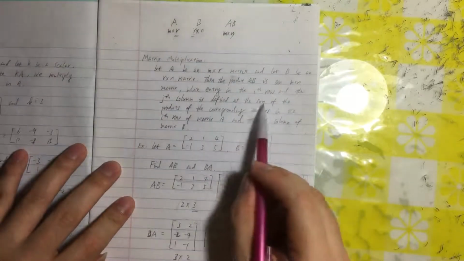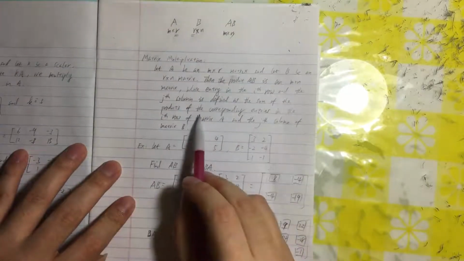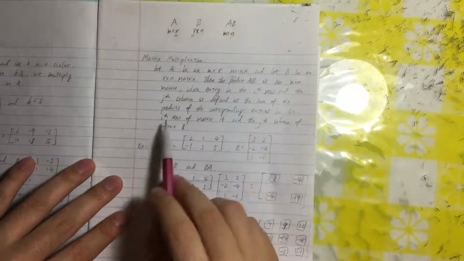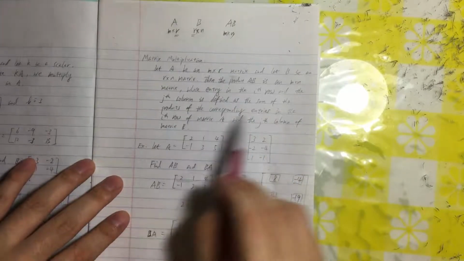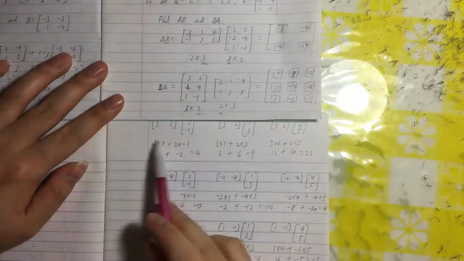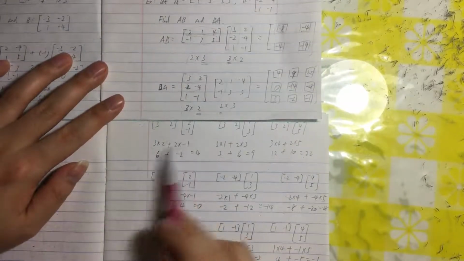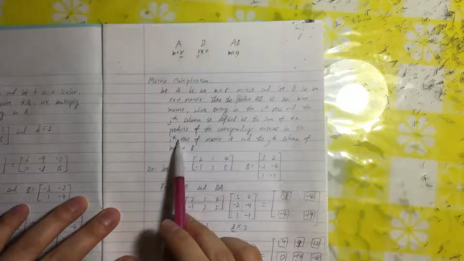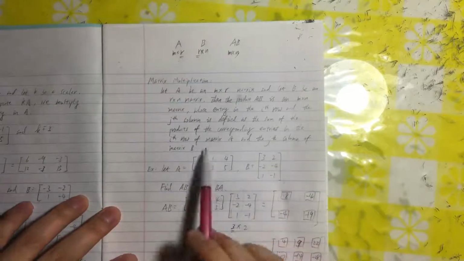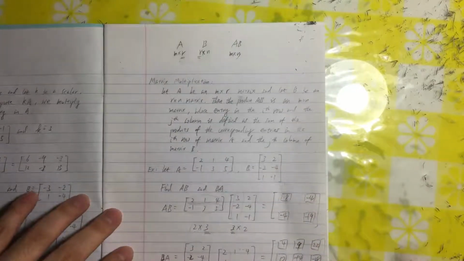So, this computation here is what it says. The sum of the product of the corresponding entries in the ith row of matrix A and the jth column of matrix B. Sum of the products. Product means multiplication. We multiply first and then find the sum. That's what it means. Sum of the products of the corresponding entry in the ith row of matrix A and the jth column of matrix B. That's all it says here.